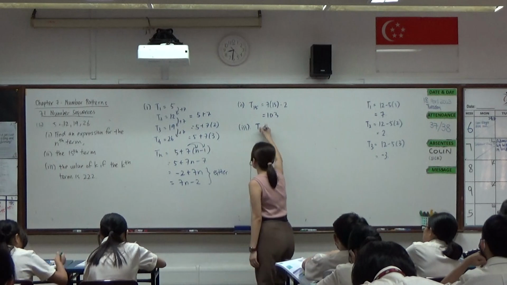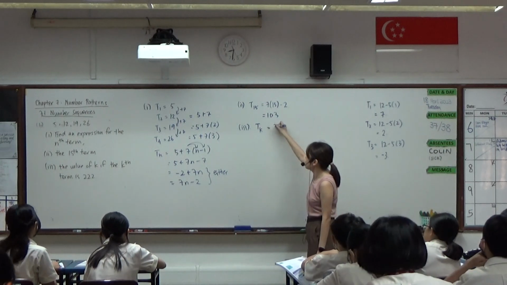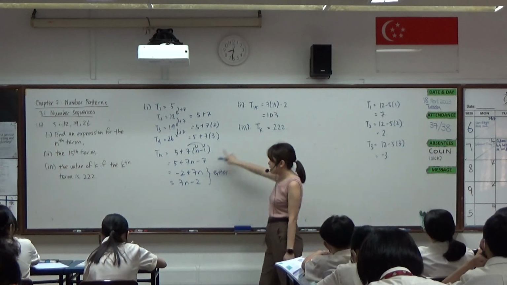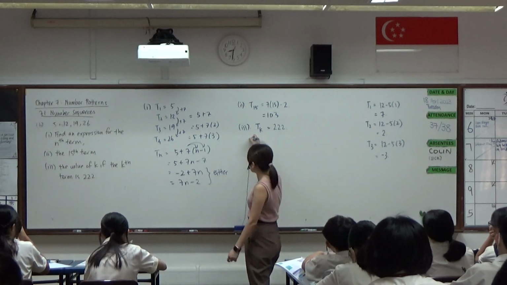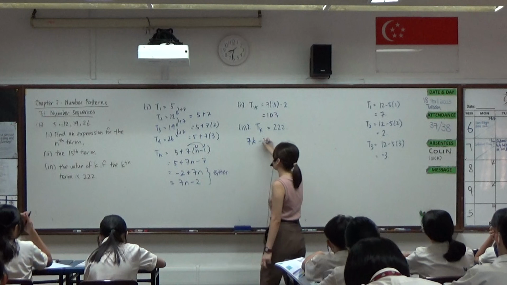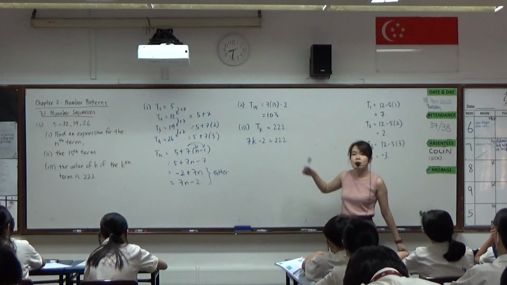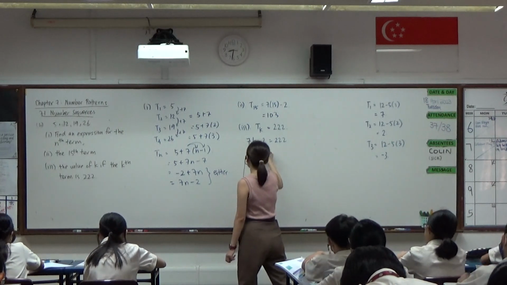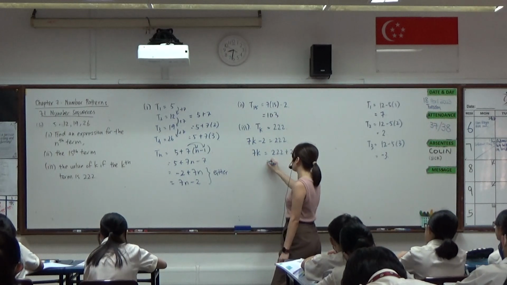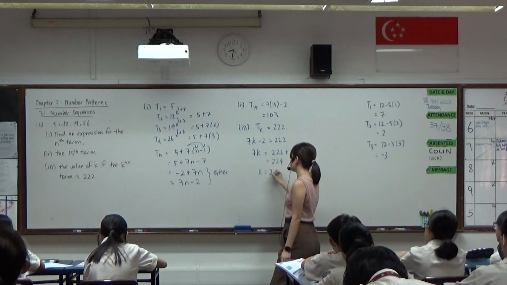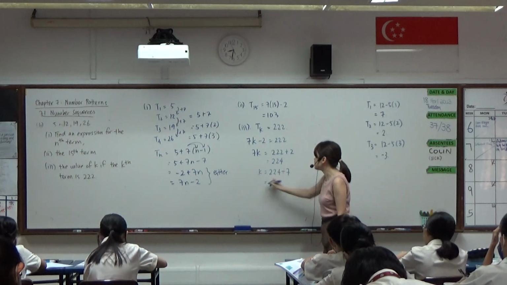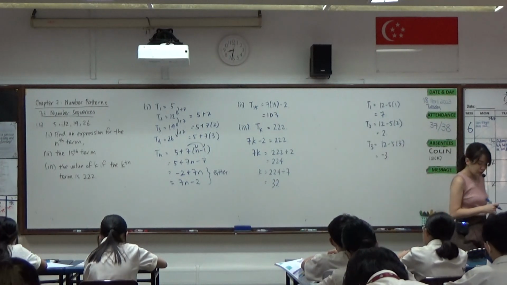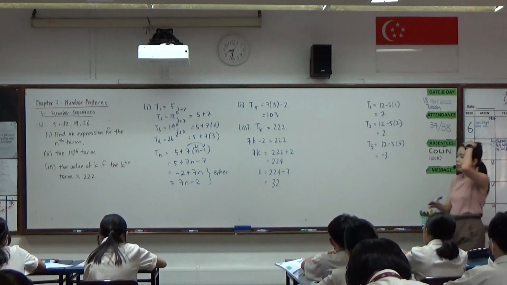So what the question is saying is that tk, the value that comes out of it, is 222. Instead of using n, it is being used as k. So using my formula, I'll have 7k minus 2 equals 222. We form an equation like this to help us find the k value. So 7k equals 222 plus 2, that will be 224. Then we divide by 7 and we will get 32. So k equals 32. Alright, questions?